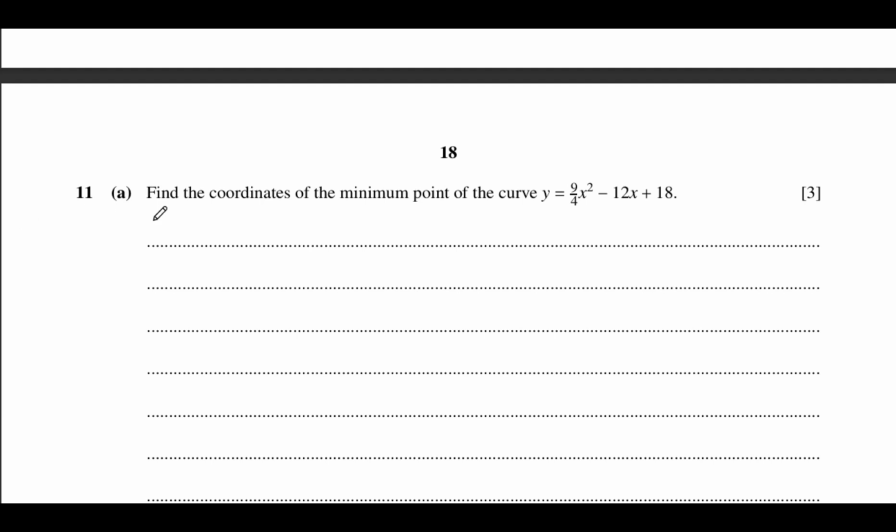Find the coordinates of the minimum point of the curve y equals 9 over 4 x squared minus 12x plus 18. So for finding the minimum point we have to differentiate it. This differential will be 9 over 4 multiplied by 2, and x squared will be 2 minus 1, so the power will be 1, minus 12, x power 1 becomes 1, plus 0.